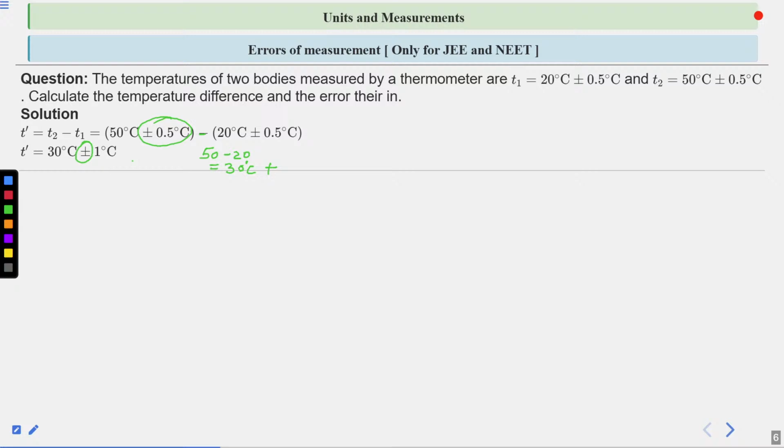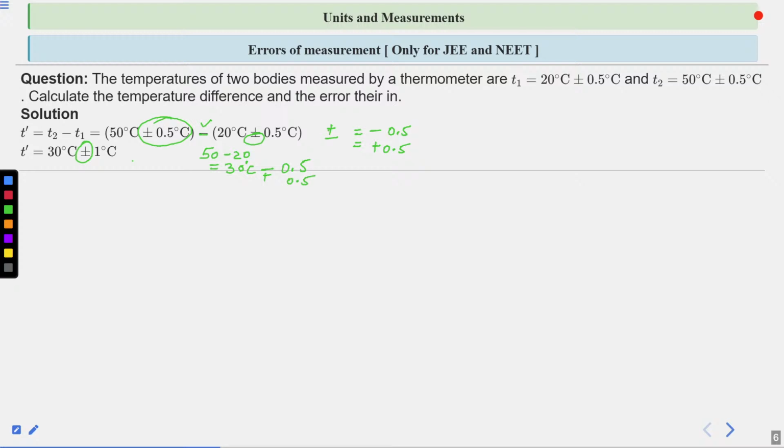Look at here. There are two signs, plus and minus. So minus plus is equal to minus. If we talk about this sign, minus and plus, it will be 0.5. So it means 30 degrees Celsius minus 0.5 degrees Celsius. Now here the minus sign, and this minus sign, so minus minus becomes plus. So it will be plus 0.5. So here again plus 0.5.